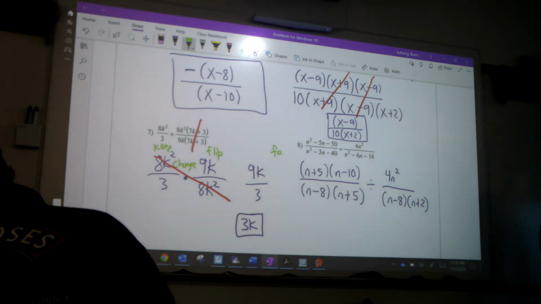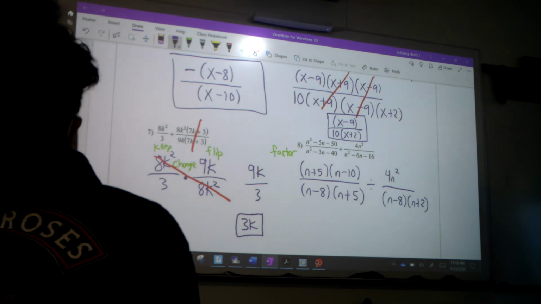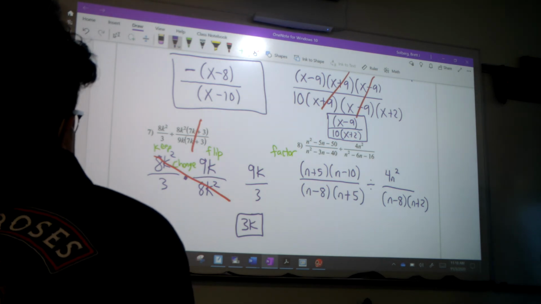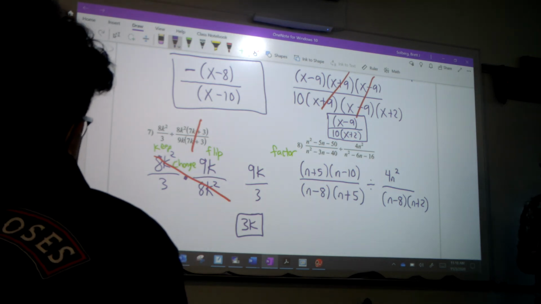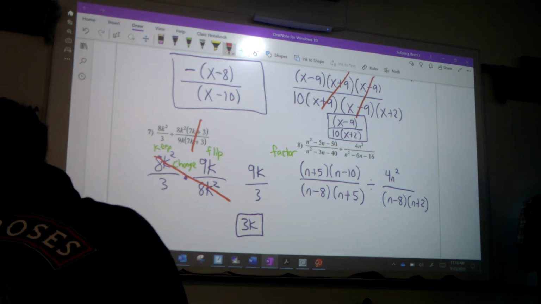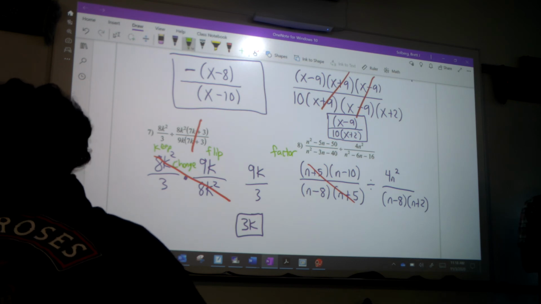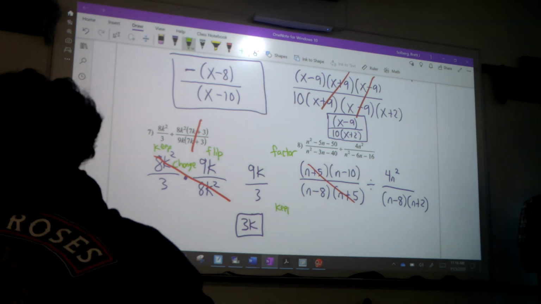But what if you don't know how to factor? Well, then you better learn how to, because it's a major part. Hey, before I keep, change, flip, is there anything I can cross out? Yep, it's gone. Now we're going to do the keep, change, flip.